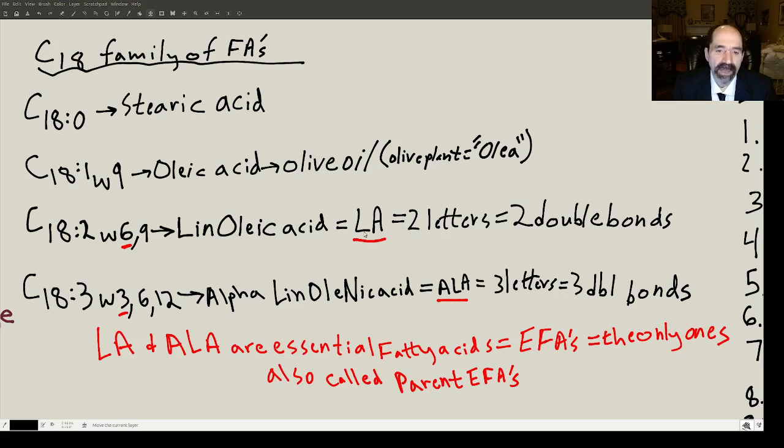Your omega-6 fats, the derivatives of this, like arachidonic acid, are made from this linoleic acid. The derivatives of omega-3 fats, like EPA and DHA, are made from this omega-3 fat. So it's just good to know that, because you'll hear these names a lot, LA and ALA. Once you've seen them now, it'll make more sense.